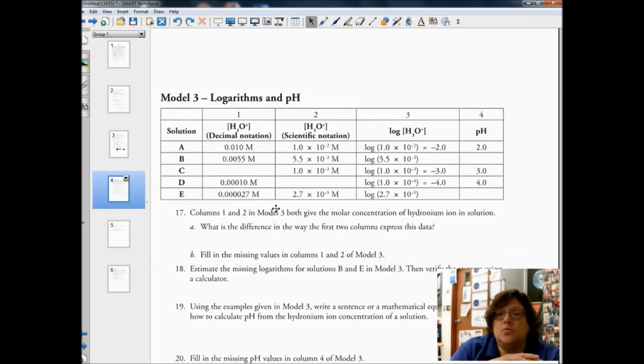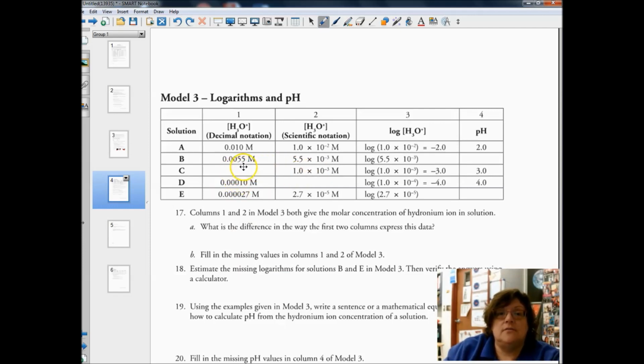All right, this page, we're going to do some more calculations with calculators. What is the difference in the way the first two columns express the data? One of them is your basic old-fashioned decimal point. The other is using scientific notation. Decimal notation versus scientific notation. The missing values for columns 1 and 2.